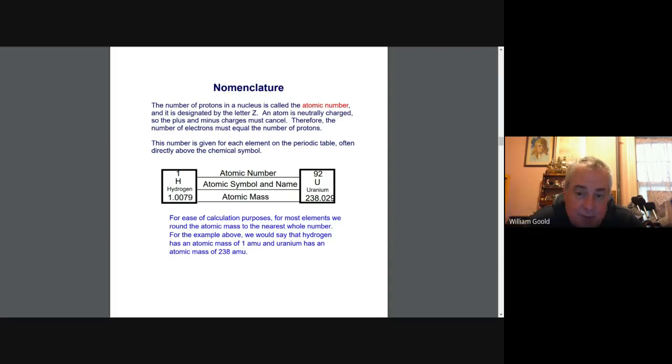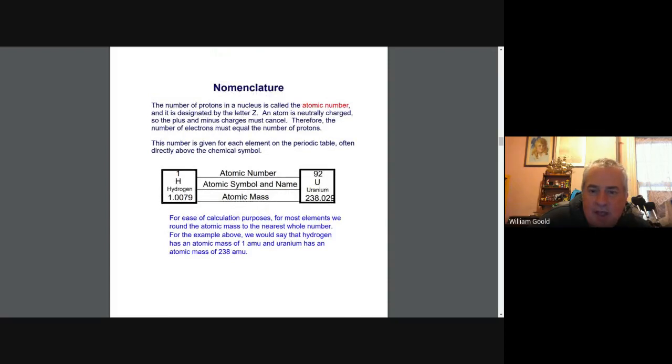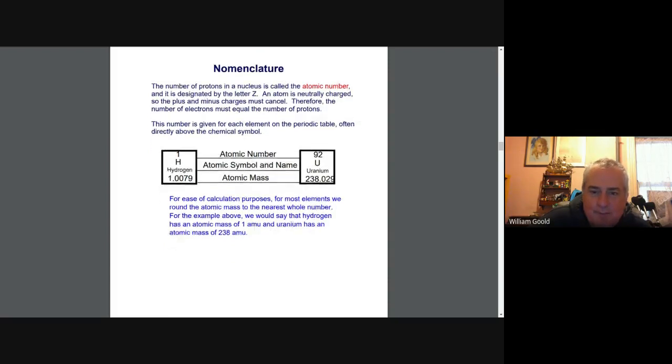Some teachers make you use that number. What we will use in our class is we will round the number to the nearest whole number. There are a couple of exceptions to that, and we'll go through that when we get to that point. But basically, for all of our calculations, we will use rounded whole numbers for the atomic masses. So, for example, hydrogen would be 1, and uranium would be 238.